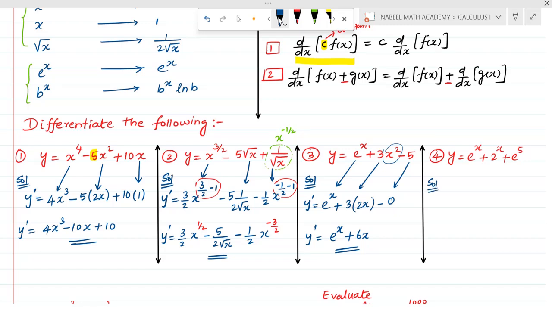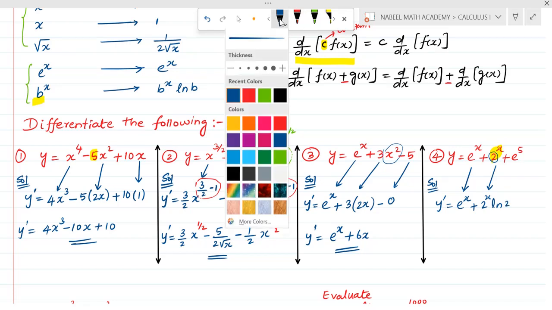So the next problem: y prime is equal to... this is e power x. The derivative of e power x is e power x, plus what about b power x? For this part we have to use the b power x rule. So what is the b power x rule? It is 2 power x ln b, which is nothing but ln 2 here. So this is 2 power x ln 2. Done.